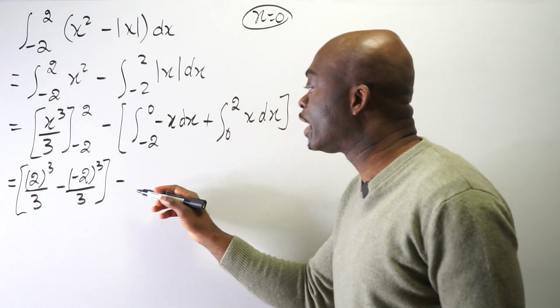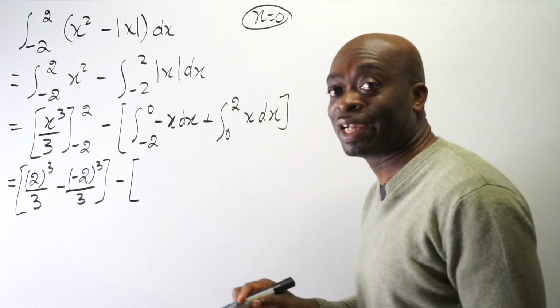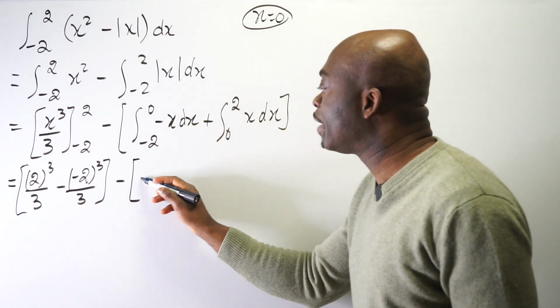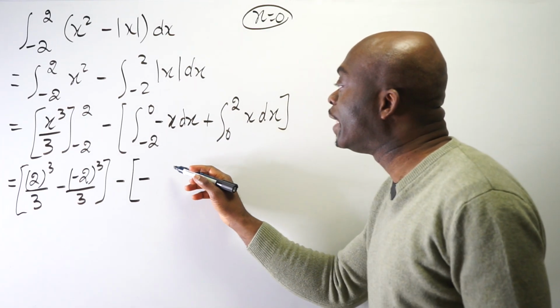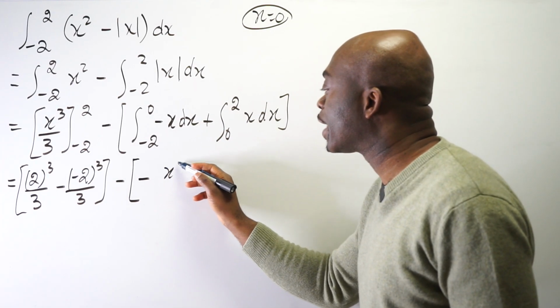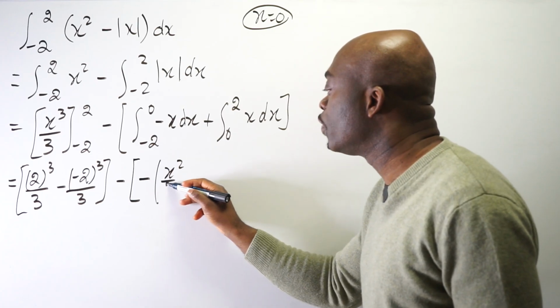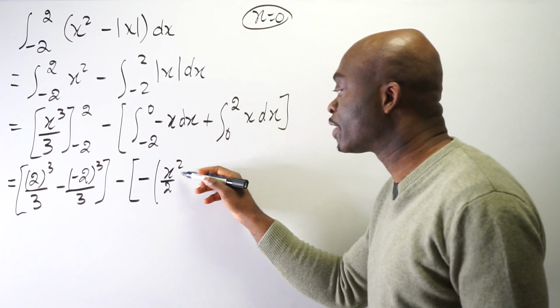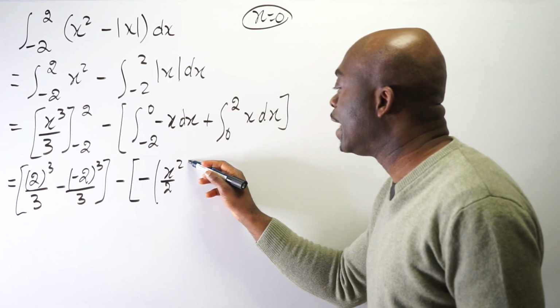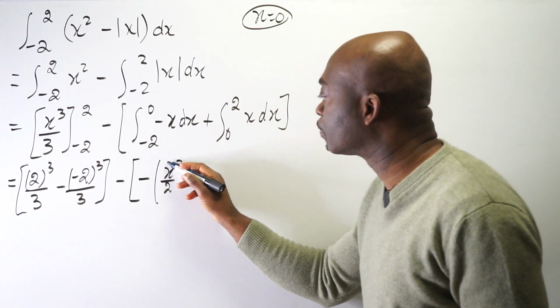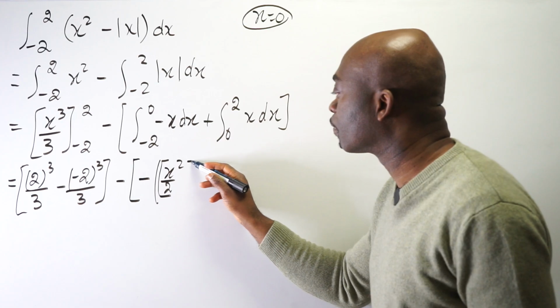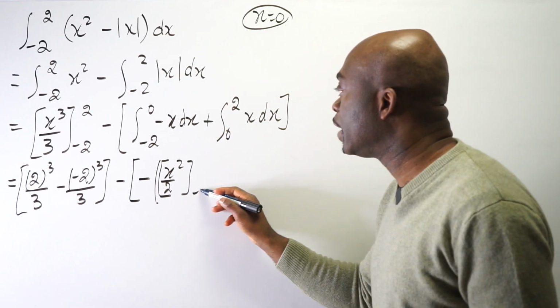All right? So now we keep going. Now we open the brackets with this one here. Then we have the negative sign for the first one. And then we end up with x to the second power over 2, because the integral of x is x to the second power over 2. Then that one, we have it from negative 2 to 0.